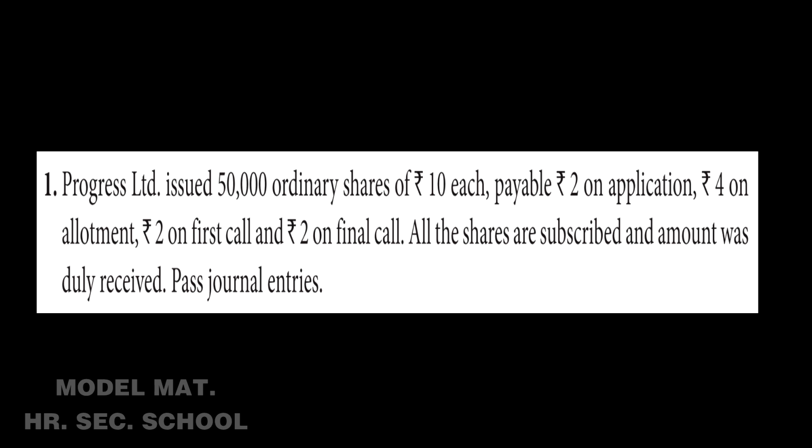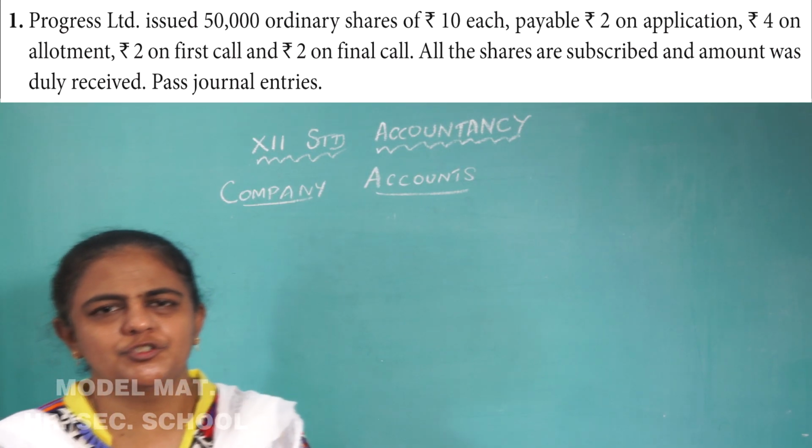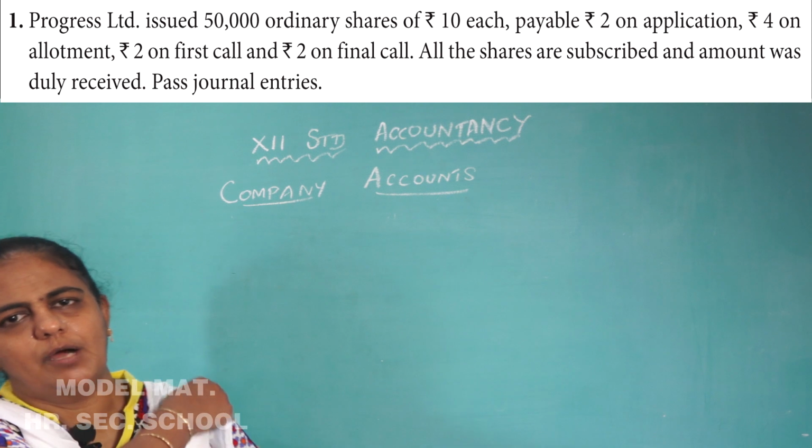Question number 1. Progress Limited issued 50,000 ordinary shares of rupees 10 each, payable rupees 2 on application, rupees 4 on allotment, rupees 2 on first call and rupees 2 on final call. All the shares are subscribed and the amount was duly received. Pass journal entries.